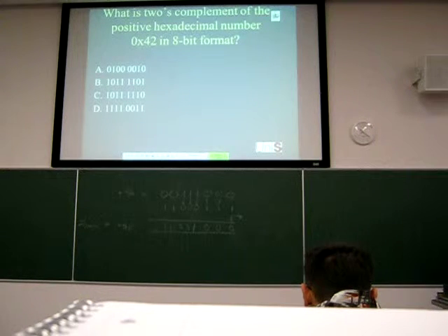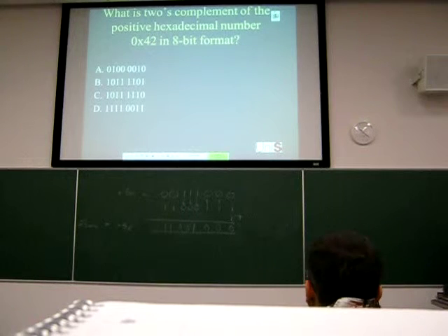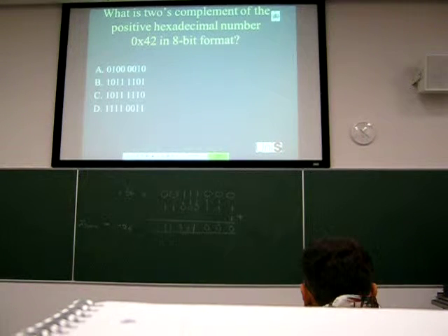So this is not in decimal, it's in hexadecimal. I want to know, first, what should I do? Should I convert that to decimal, or should I convert that to binary first? Binary? Yes. Once I have the binary number, then I convert that to 2's complement.